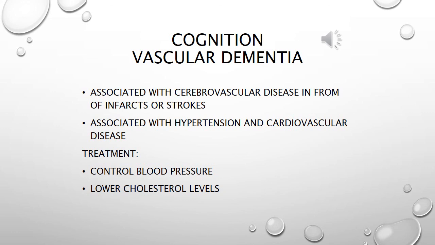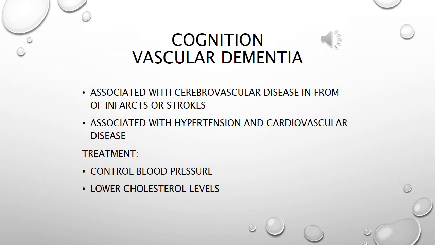Vascular dementia is associated with cerebral vascular disease in the form of multiple infarcts or strokes, a single larger infarct, or small vessel disease. It affects approximately 10 to 20% of people with dementia. The rate is higher in men than women and tends to have a more abrupt onset than Alzheimer's disease.